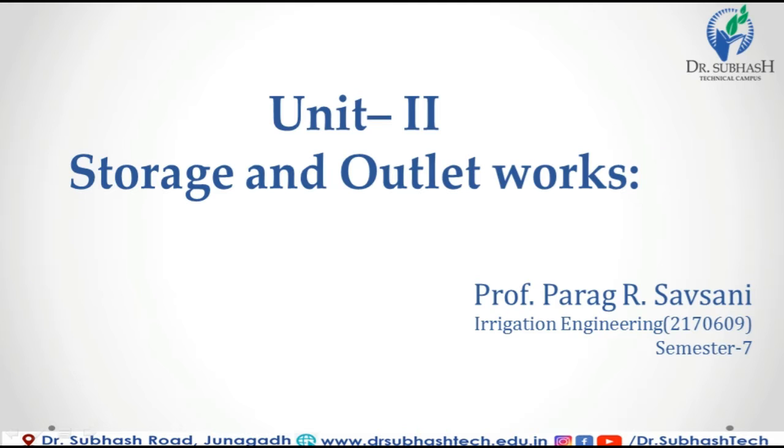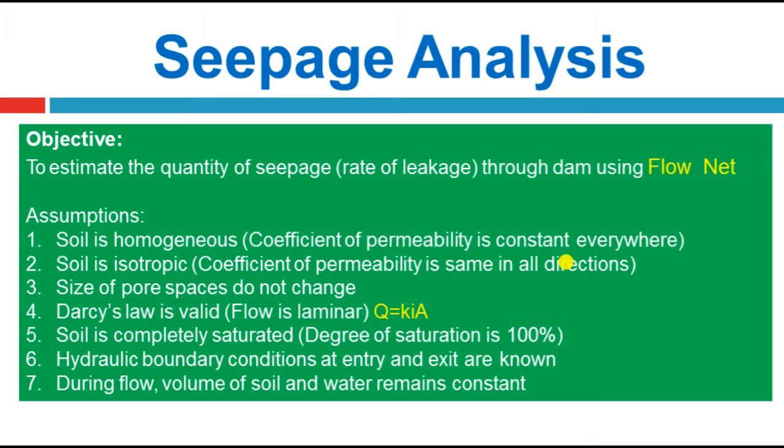We have to understand how the phreatic lines work within the earthen dam and how we can calculate the head loss beneath the foundation of our dam. So the flow net theory plays an important role in calculation of head loss and the water velocity beneath the foundation of the dam. This analysis is called seepage analysis. The main objective of this analysis is to estimate the quantity of seepage through the dam using a flow net.